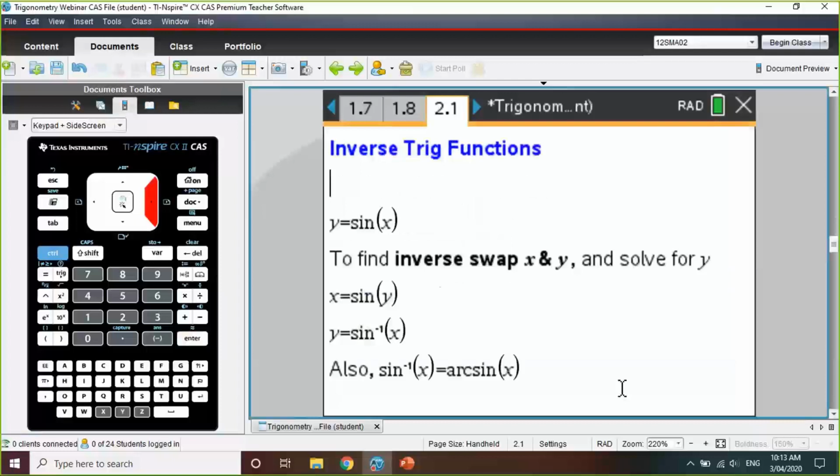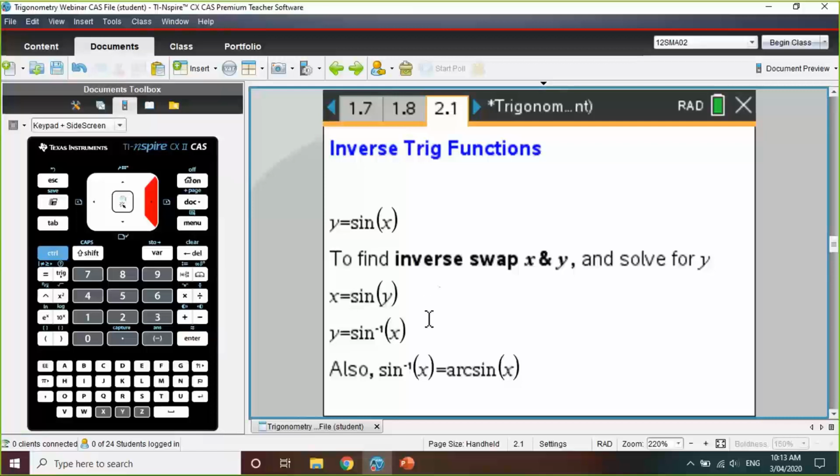Okay. So inverse trig functions. Now, we may have seen in methods that to find an inverse equation, we need to swap X and Y and solve for Y. So in the context of inverse trig, we can swap around X and Y. And then in order to get Y as a subject, we can take inverse sine of both sides.